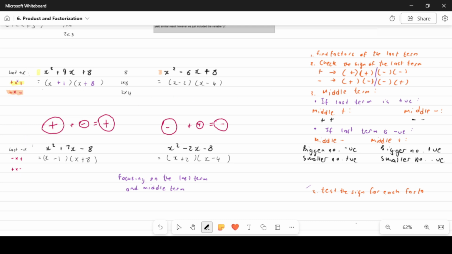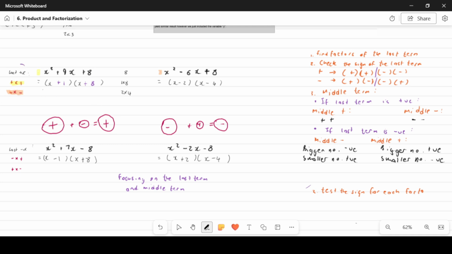Last term is positive, last term is negative. If it's positive, then you're going to have the case where you'll have a plus plus or a minus minus, right? That's what your outer terms in the brackets have to be. If it's negative, it has to be a minus plus, like here, or a plus minus, like here. Then you look at your middle term. When you look at the middle term, you have to keep both ideas in mind: the last term and the middle term.